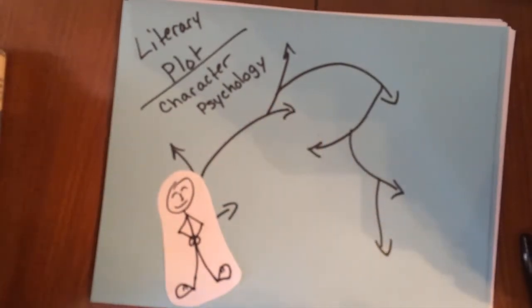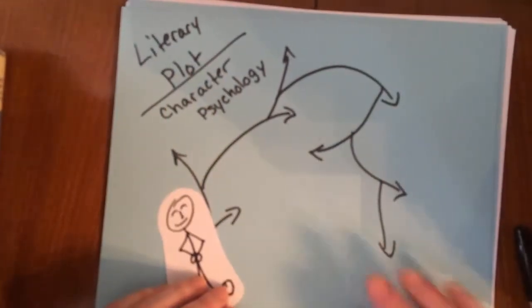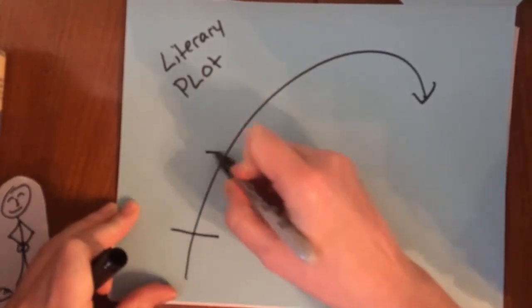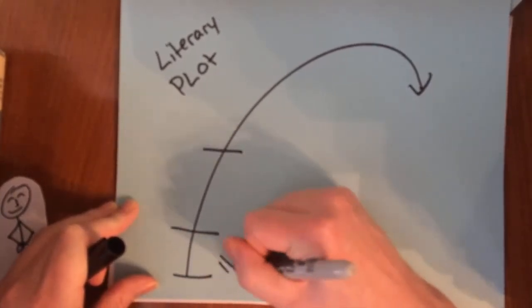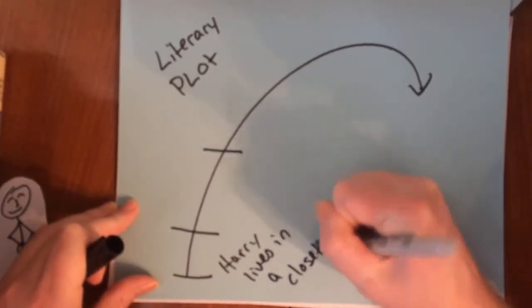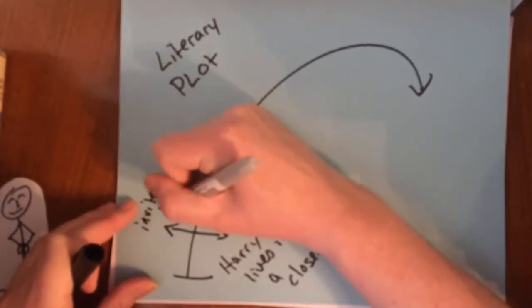So think about these two different plot structures, and your assignment is to take an episode of popular television or a popular film or a popular book or even comic book, and I want you to do what I did here and plot the plot line. Show me what that plot looks like. Draw it out, and then mark it along the way. For instance, if we were doing Harry Potter, we would say at the beginning, Harry lives in a closet. And then there's the part where we're escalating and he gets invited to Hogwarts.